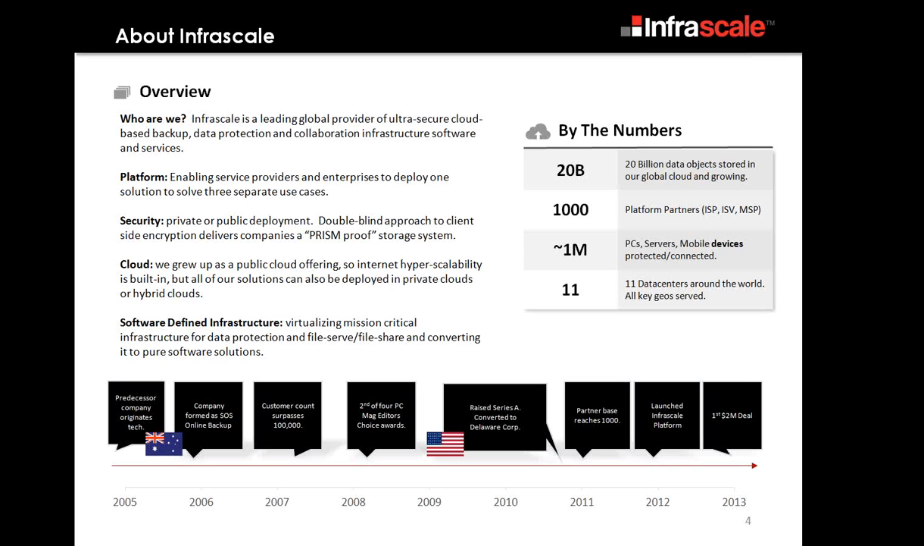So Infrascale is a leading provider of ultra-secure cloud-based backup, data protection, and collaboration. We started in Australia in 2005, and now we're headquartered in Los Angeles with 11 global data centers, and these facilities are committed to the highest level of security available. We're providing secure cloud solutions to over 1,000 MSP partners across the globe, in turn protecting millions of endpoints and devices worldwide. Our cloud storage platform is simple, secure, and scalable, and it enables service providers to deploy one single platform solution to solve 3 separate use cases.